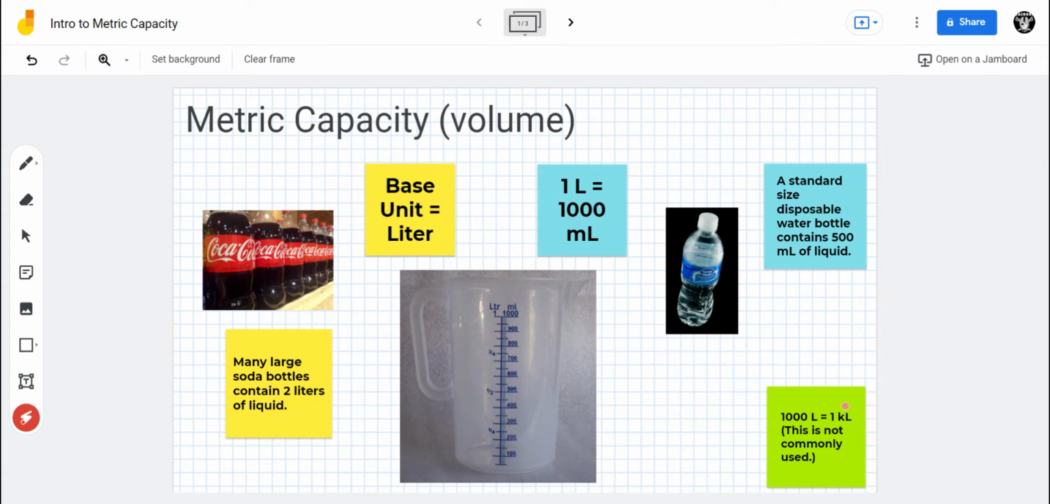And then there's, of course, also such a thing as kiloliters because the metric system does repeat itself, but nobody really uses that, or it's not very commonly used in our everyday lives. So we're going to focus on liters and milliliters for this particular lesson.